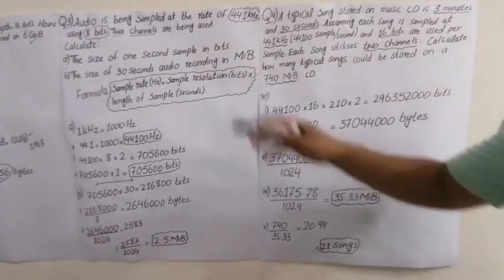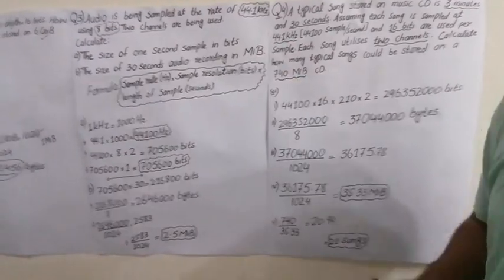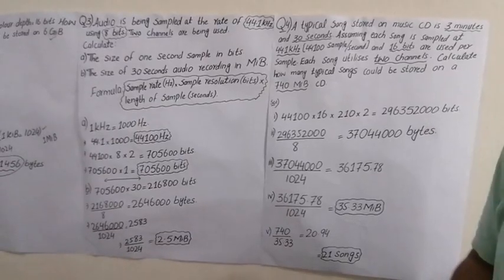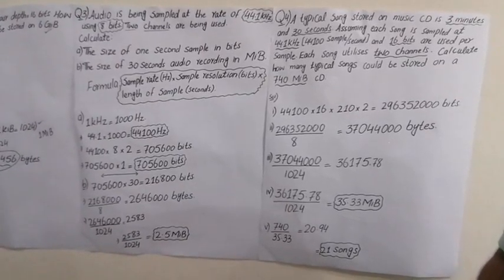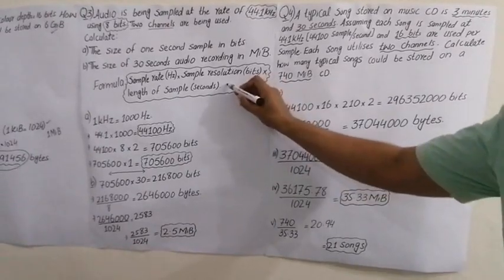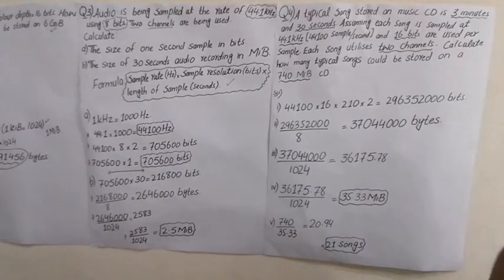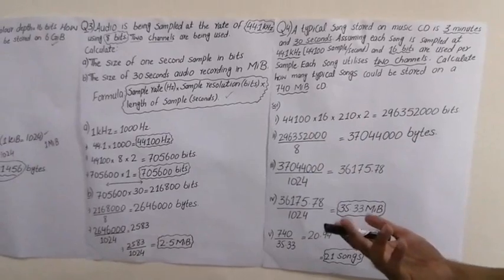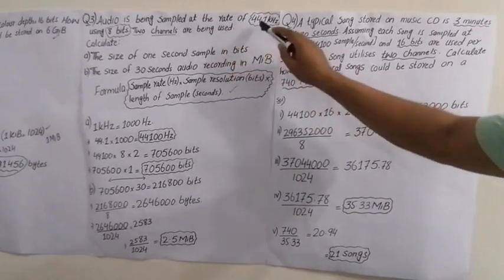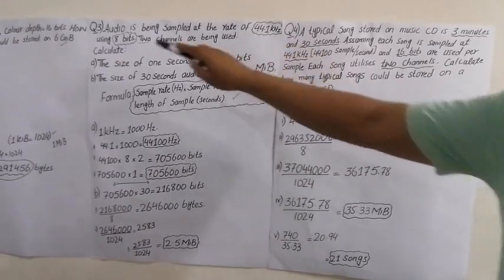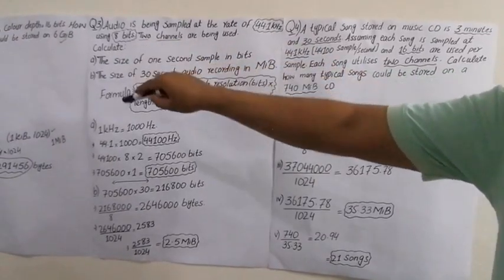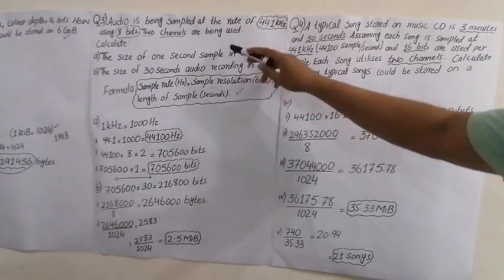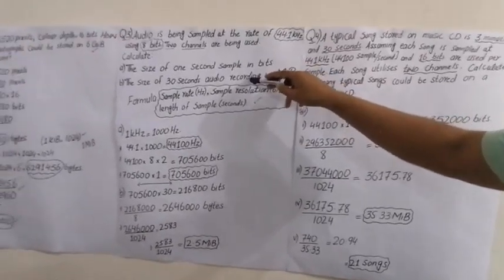So next we have question number 3, and question number 3 is a little bit different from question number 1 and 2, because in question number 3 we have to use this formula, as you can see here, and calculate the sound file size. Audio is being sampled at the rate of 44.1 kilohertz, 8 bits is given, that is the sample resolution, and 2 channels are being used.